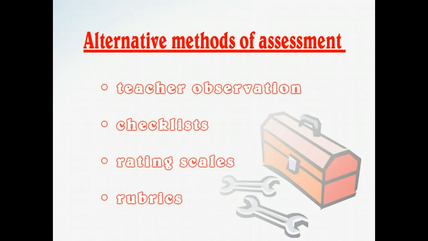The alternative methods of assessment that we'll look at are teacher observation, checklists, rating scales, and rubrics. Remember, these tools can help you assess student projects, which in turn help you assess how effective technology integration has been. In other words, these tools are what you can use to evaluate the effectiveness of technology integration.